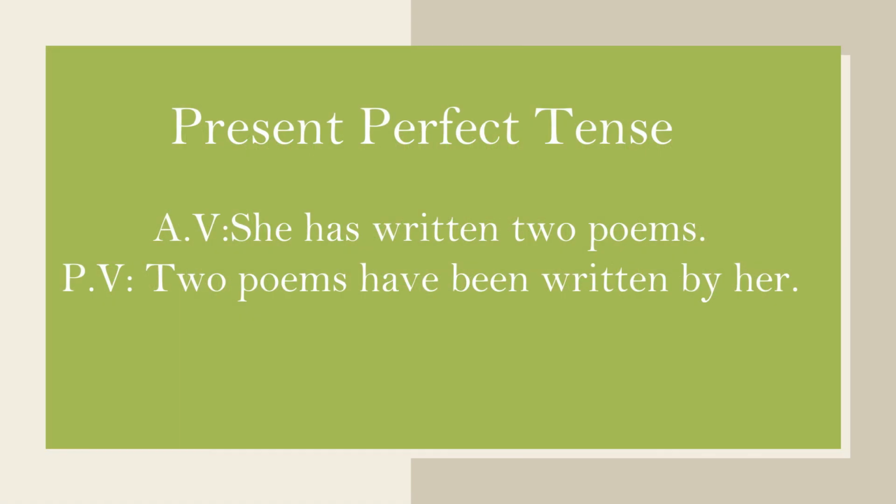Have a look at present perfect tense. The active voice statement is: she has written 2 poems. Auxiliary verb has will be changed into has been or have been as per the requirement. The passive statement would be: 2 poems have been written by her.